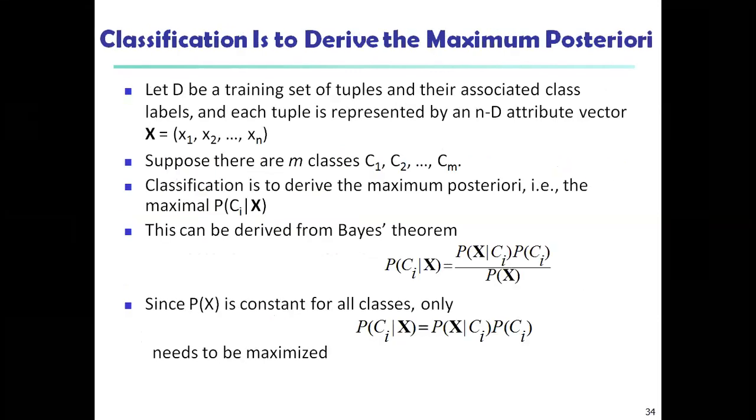See, the classification is to derive the maximum posteriori. So here you have to use the Bayes theorem. P of Ci given X equals P of X given Ci, P of Ci divided by P of X. Since P of X is constant for all classes, only P of Ci given X equals P of X given Ci, P of Ci.